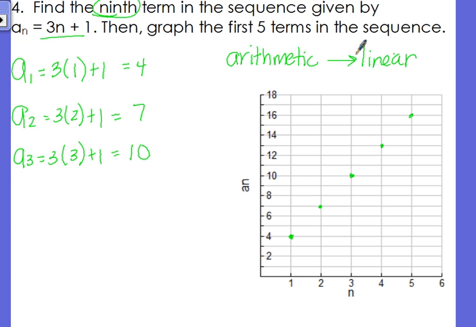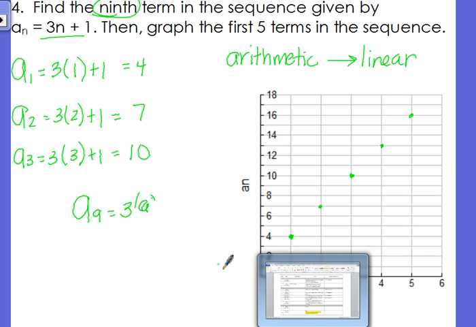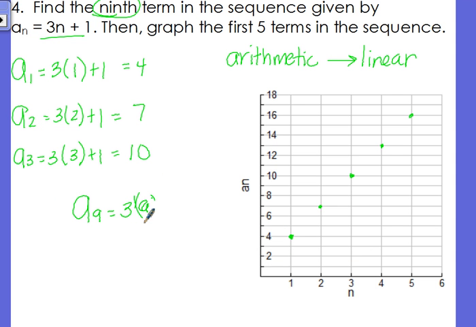Oh, I forgot to find the 9th. So if I wanted to find the 9th term, again, I could just plug in 9. 3 times 9 plus 1. So 28 for the 9th term.